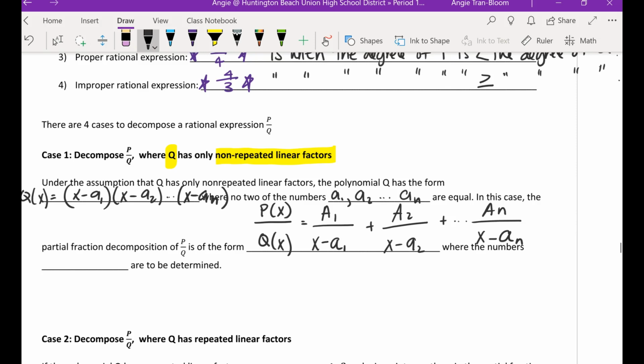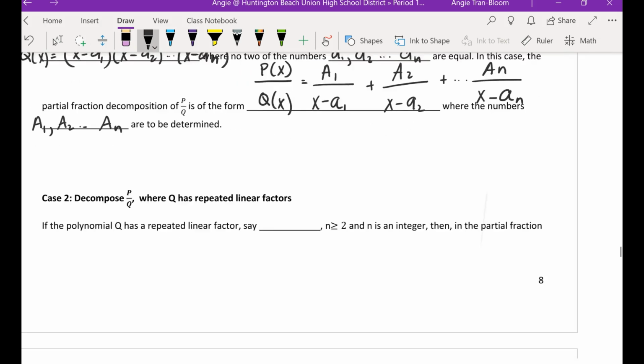Where the numbers, these big A's, A1, A2, An, some books and even later examples, I may use A, B, C. So it doesn't have to be A subscript 1 or A subscript 2 or A subscript n. It can be A, B, C, D, E, F, okay? These are to be found by you, to be determined by us. Now, that's case number 1, when the bottom is linear and the factors cannot be the same.